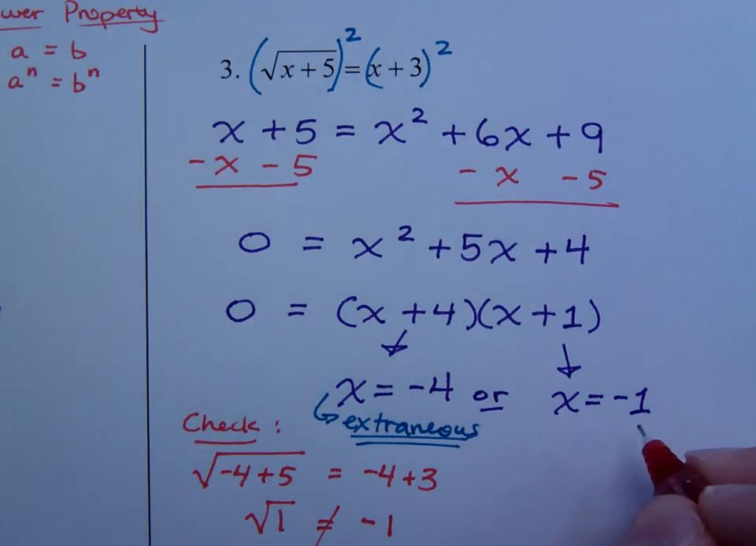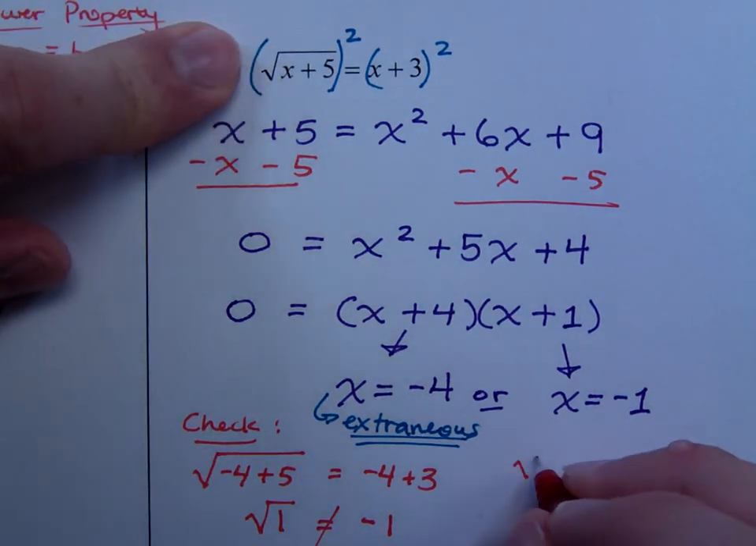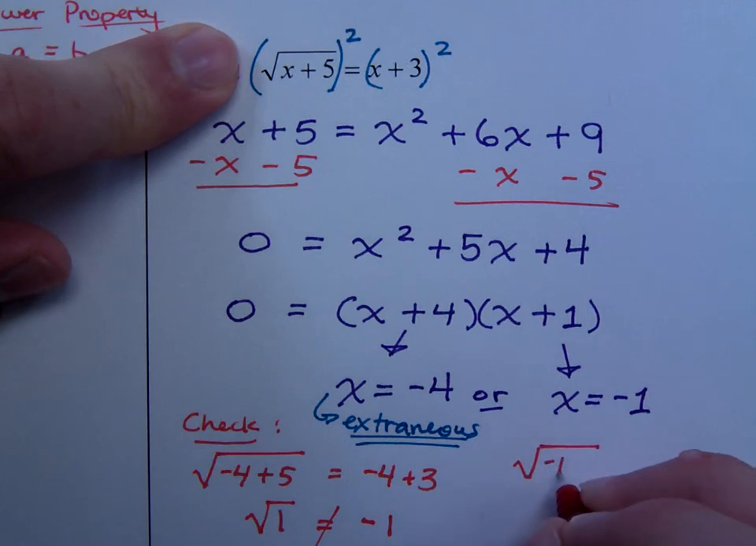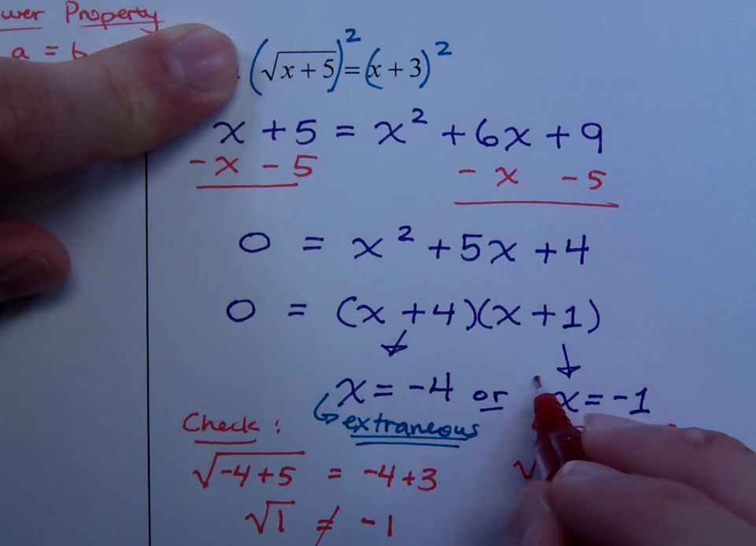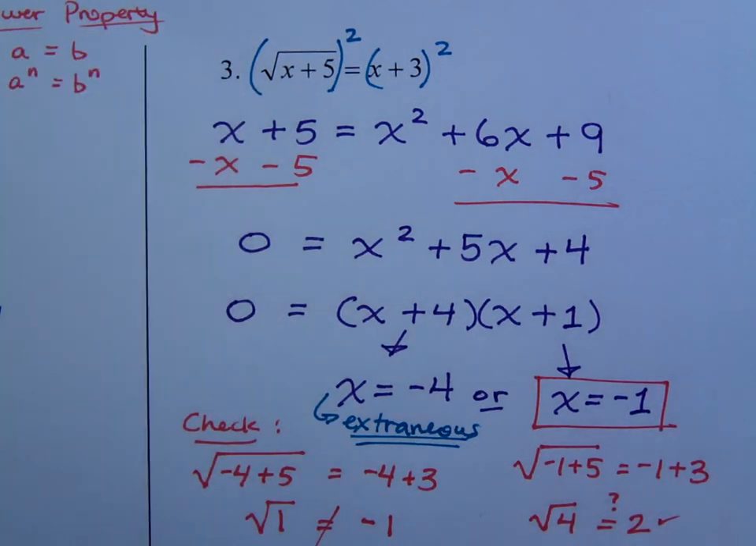But check this guy, -1. Is the square root of -1 plus 5 equal to -1 plus 3? Well, this is the square root of 4. Does that equal +2? And the answer, of course, is yes. So x equals 1, or excuse me, x equals -1 is the only solution that we have here. So always make sure you check your solutions.